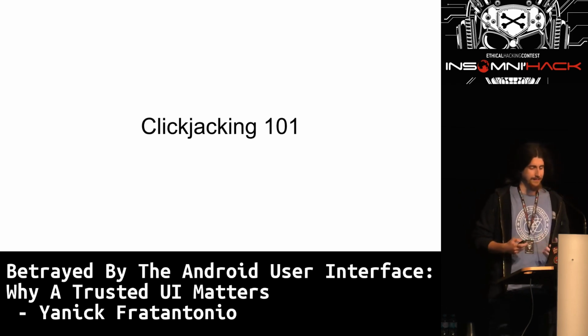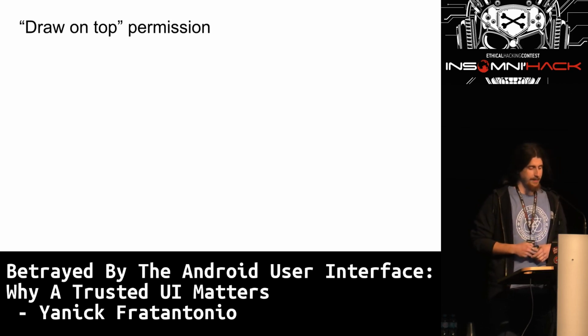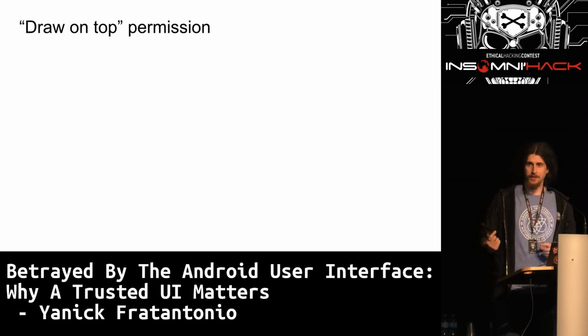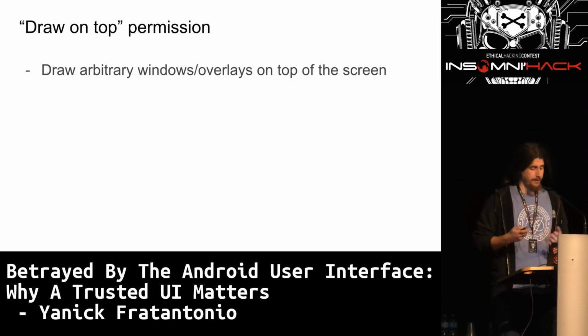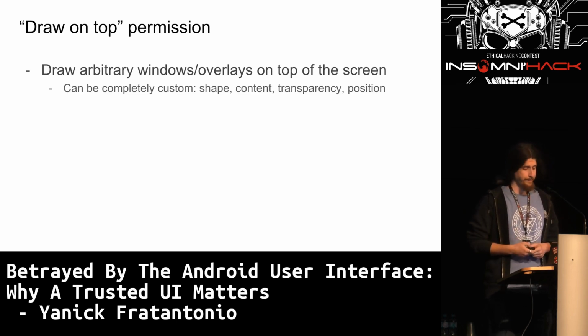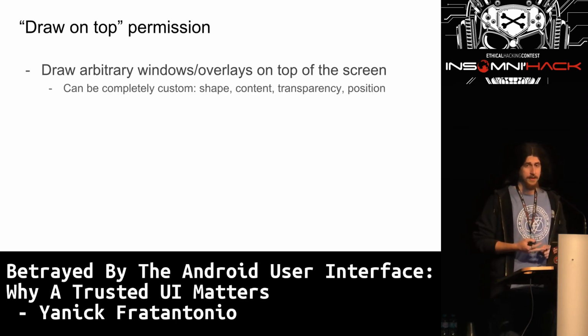I have one slide, like an overview on this. Before we start, there is one Android permission that is very important for this presentation. Informally, I call it draw on top. Technically, it's called the system alert window, if you are familiar with this. If you have this permission, you can draw arbitrary windows, or overlays as they're called, on the screen. With arbitrary, I mean literally arbitrary. You can decide the shape, the content, if it is transparent, playing with alpha values, and the actual position. Extremely powerful. Not only this, you can also control how this overlay reacts to clicks.